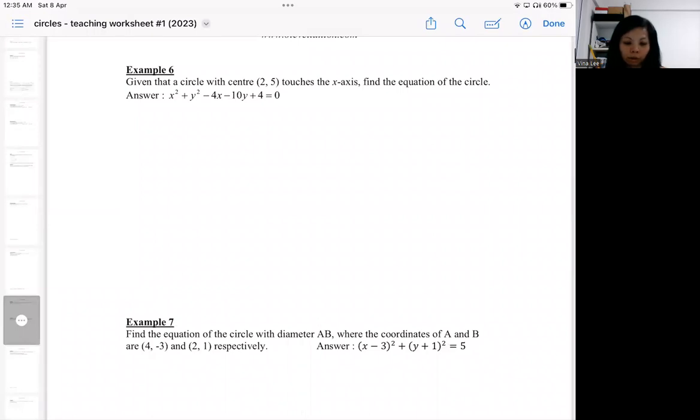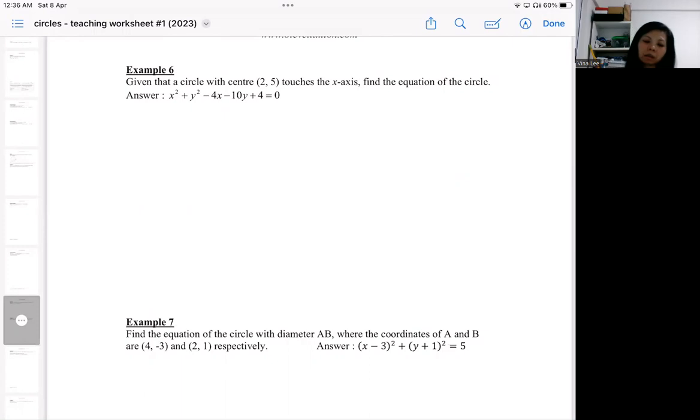Okay, so for these few examples, I'm going to show you some questions that will require you to draw, to visualize. Generally in this topic, if the question doesn't draw the circle for you, you're advised to draw it so that you can see certain things.